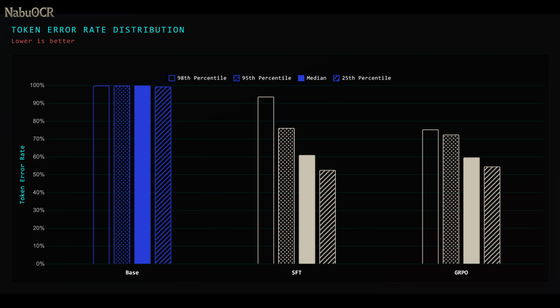GRPO brought a modest improvement to the median, but that's not the whole story. The worst case predictions improved dramatically. 98th percentile dropped from 94% to 75%. Variation between responses was cut in half. And the errors it does make are now visually closer to correct, confusing signs that actually look alike, not random mistakes. Each stage built on the last. Base knowledge, then task learning, then refinement.